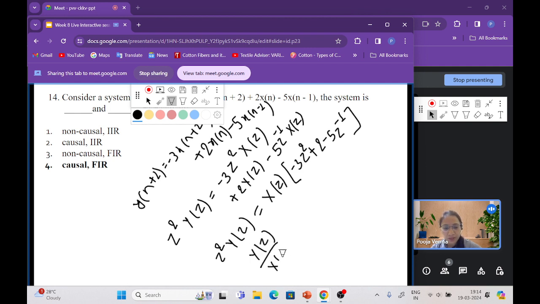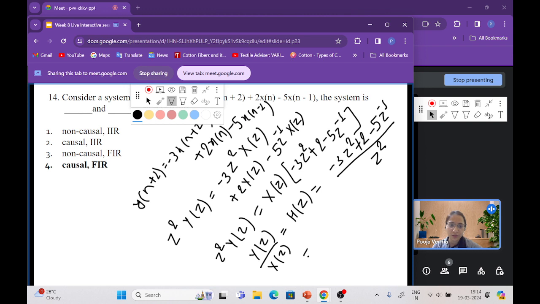In order to find the transfer function H(Z), that is equal to (-3Z^2 + 2 - 5Z^-1) divided by Z^2, right? So now from this equation you can see that this is an all-zero system, right? Here the poles are 0, at 2 points the poles are 0. If we divide numerator and denominator by Z^2, then what we will get? We will get -3 + 2Z^-2 - 5Z^-3, and here only, right?